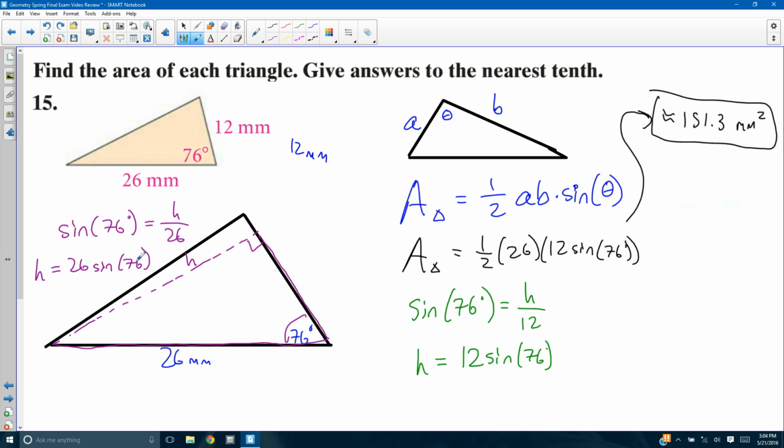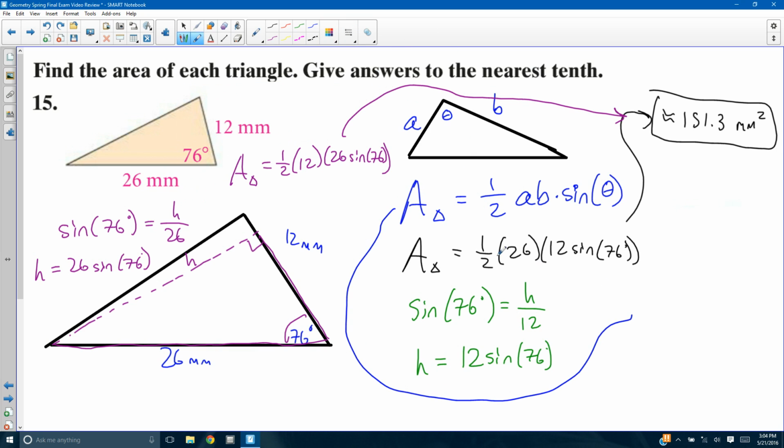Okay. Multiplying that now, okay, now here's where the 12 comes into play. 12 now acts as the base of this triangle because I'm making the perpendicular one right here the height. So the area of this triangle is 1/2 base 12 times height. And if you calculated that, you'd also get 151.3.